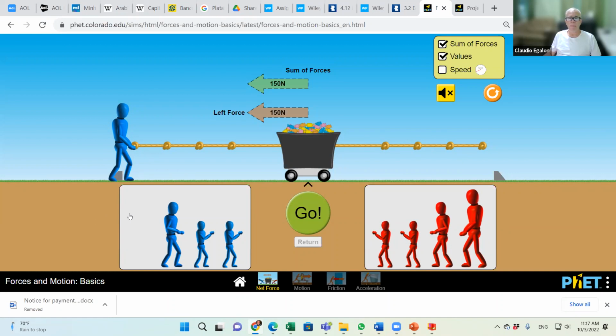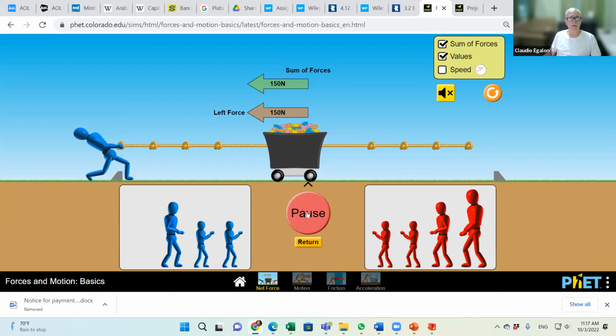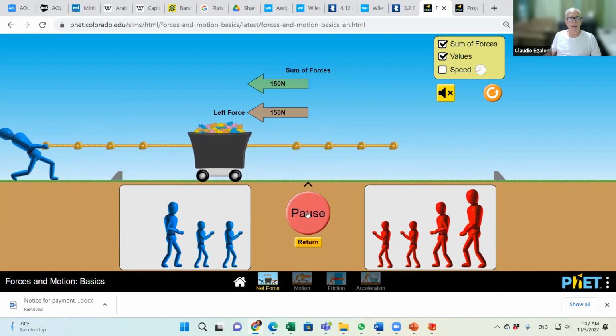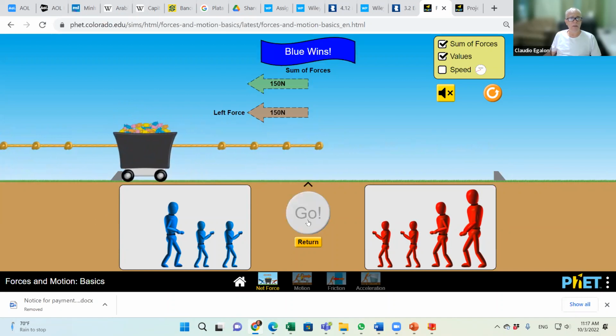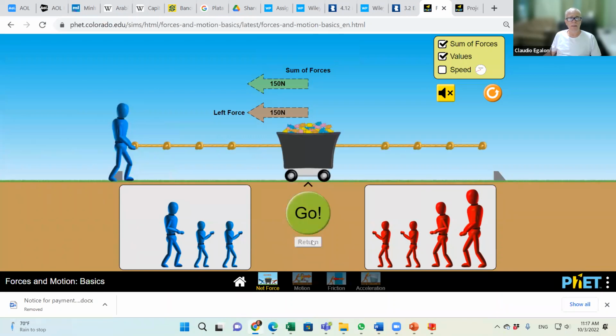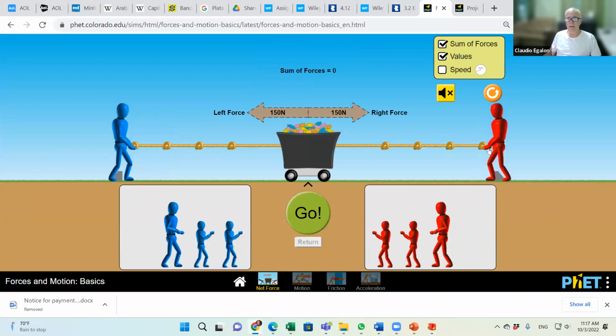If there is no force applied to the right, what's going to happen to this cart? It's going to move to the left. And notice that the speed is increasing, okay? Notice that the speed is increasing. Similarly, if I put another guy that's going to apply the same force, the net force is 0, right? And the speed is going to be 0 as well. Okay, that's the first part of Newton's first law.